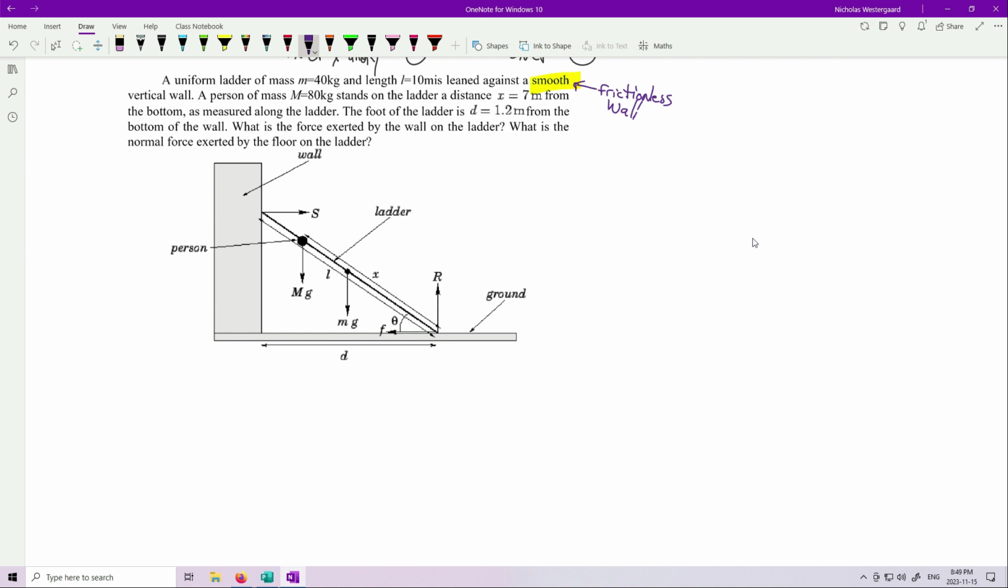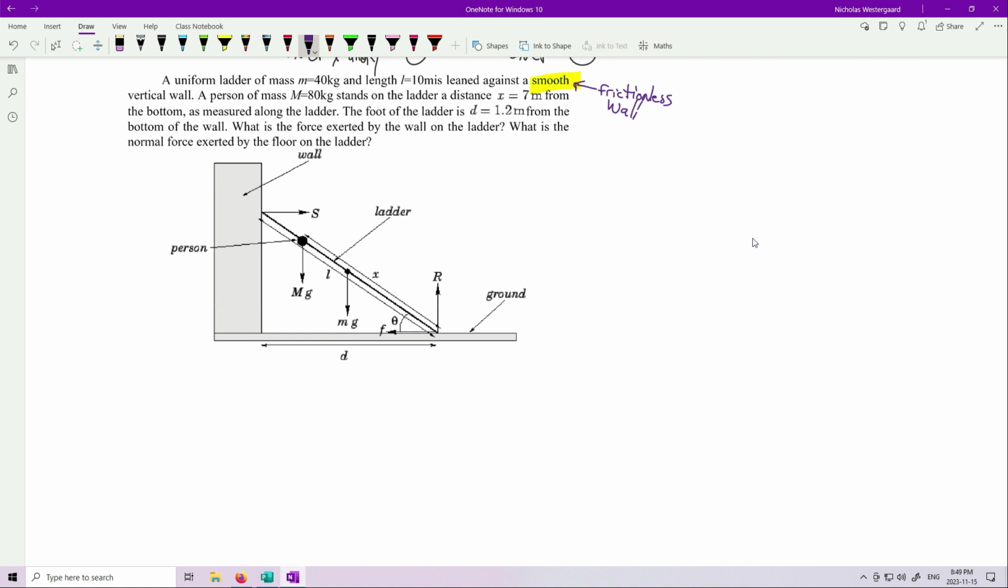Now there's a person who's been climbing up the ladder, and they are an 80 kilogram person, and they're going to stand a distance x, where if we take a look at our diagram, x is the distance from the bottom of the ladder. The foot of the ladder is distance d, 1.2 meters from the bottom of the wall, and what force is exerted by the wall on the ladder? So that's the normal force exerted by the wall on the ladder. That's what we have labeled as S here.